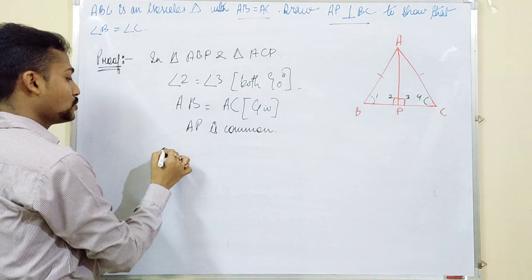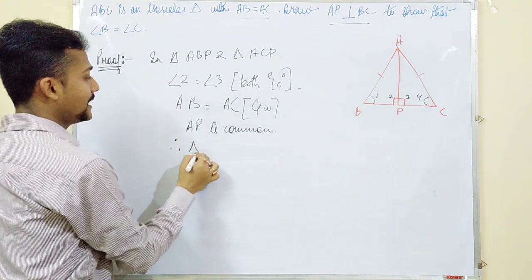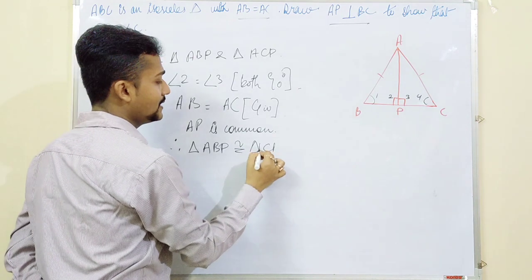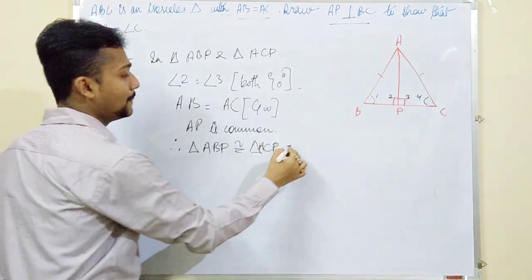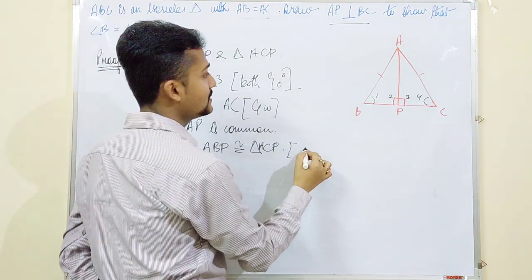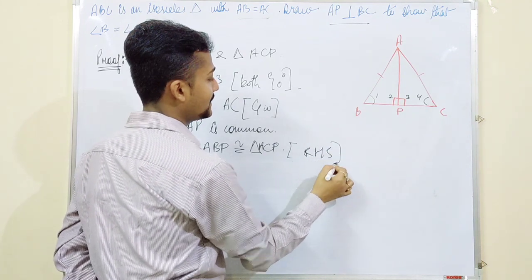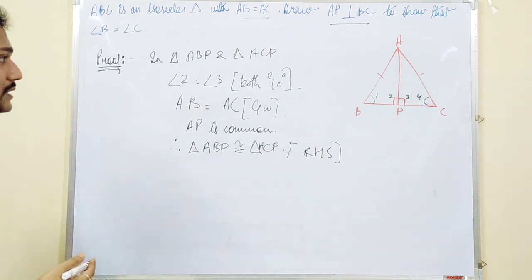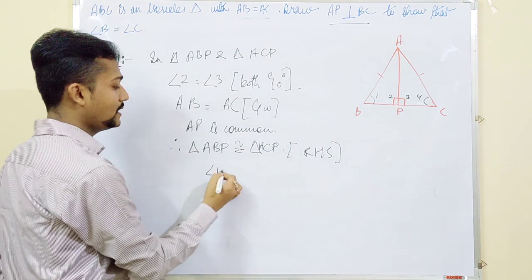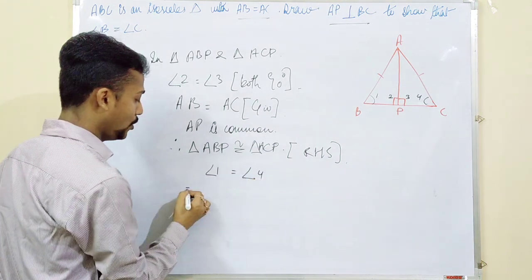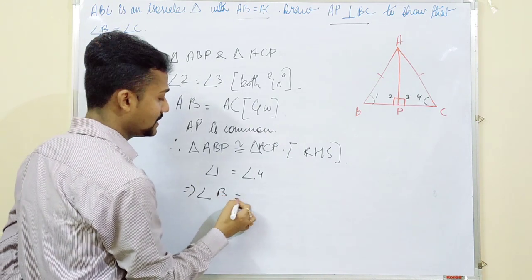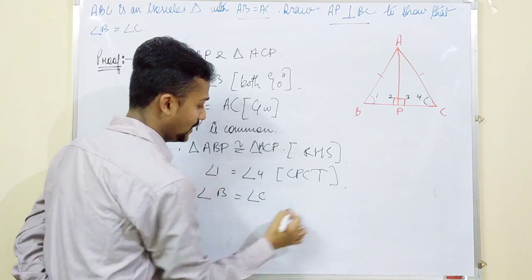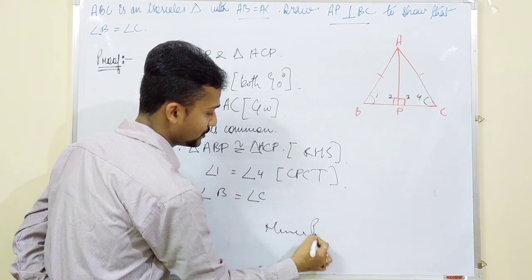Isn't it? So, therefore, triangle ABP is congruent to triangle ACP by right angle hypotenuse side, isn't it? Now, if both are congruent, that means what? Angle 1 is equal to angle 4 or angle B is equal to angle C, CP. Hence, proved.